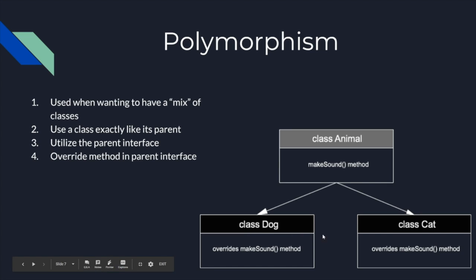So you have class dogs and class cats that utilize this make sound method. Class dog will override this make sound method, and it would be something along the lines of setting the dog's sound to bark or ruff and the class cat's sound to meow. It's just overriding these methods, and that's what polymorphism allows us to do.